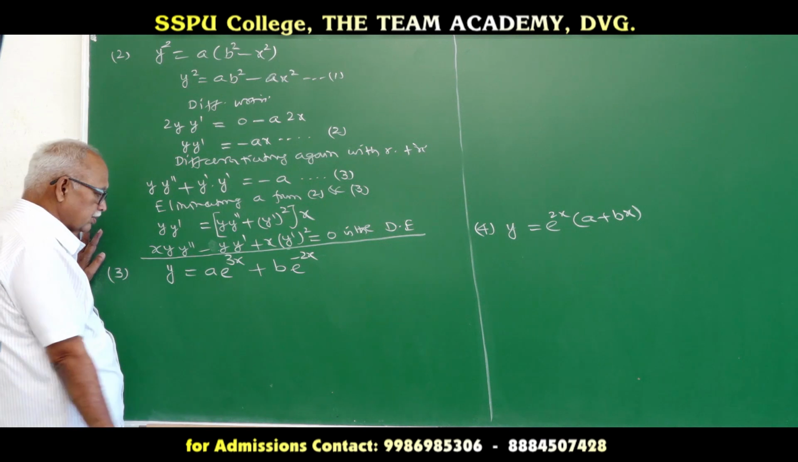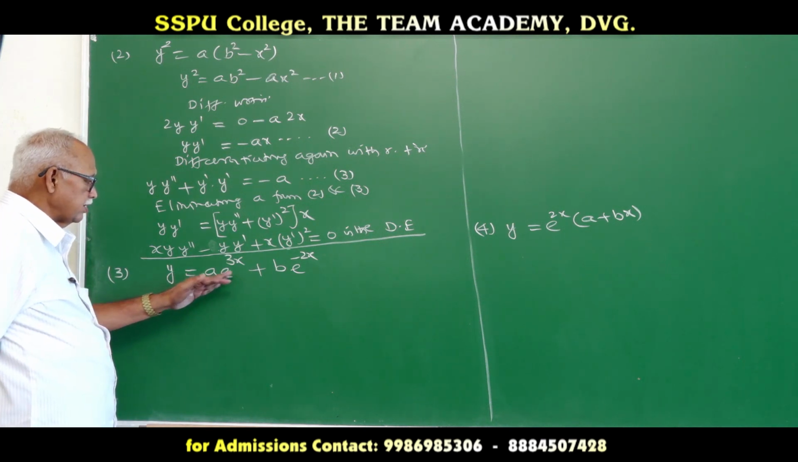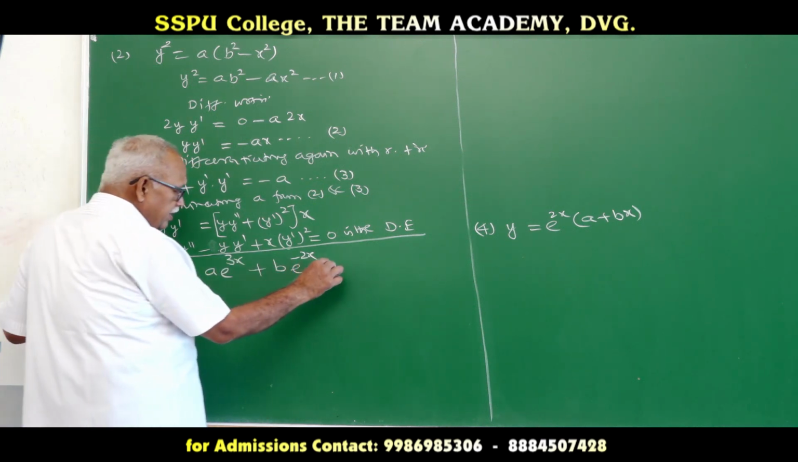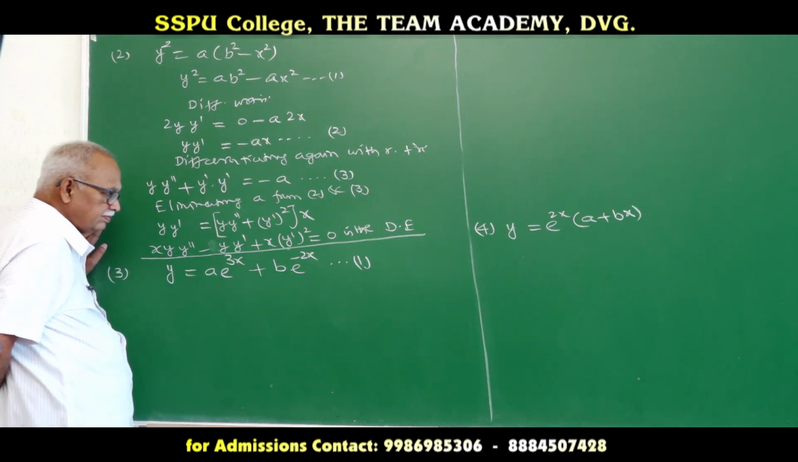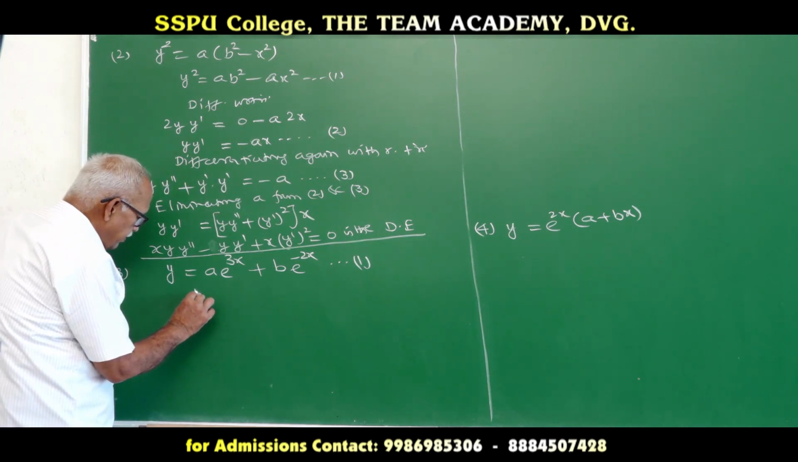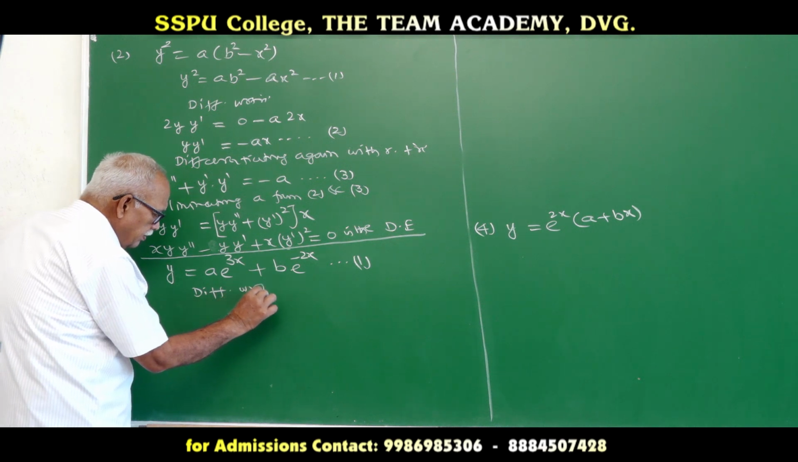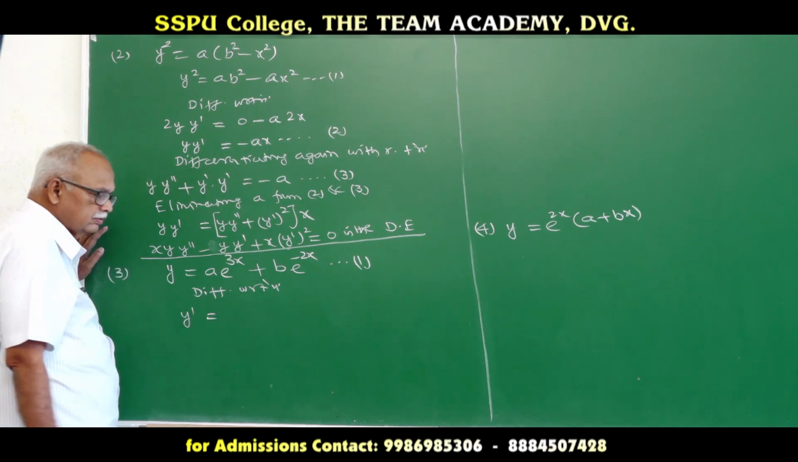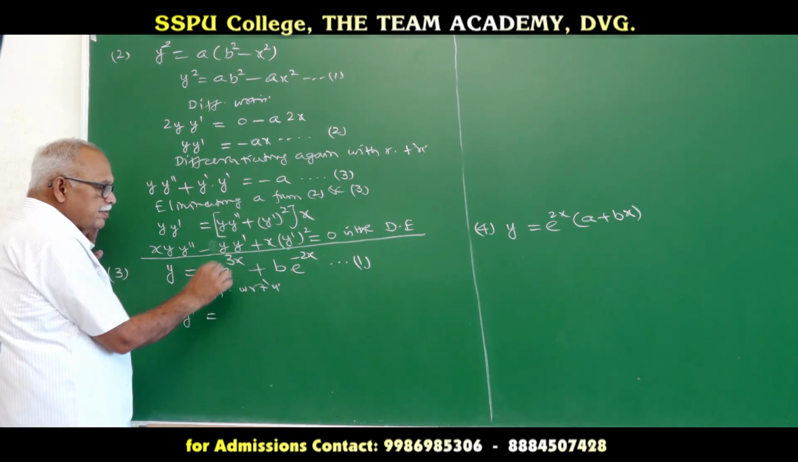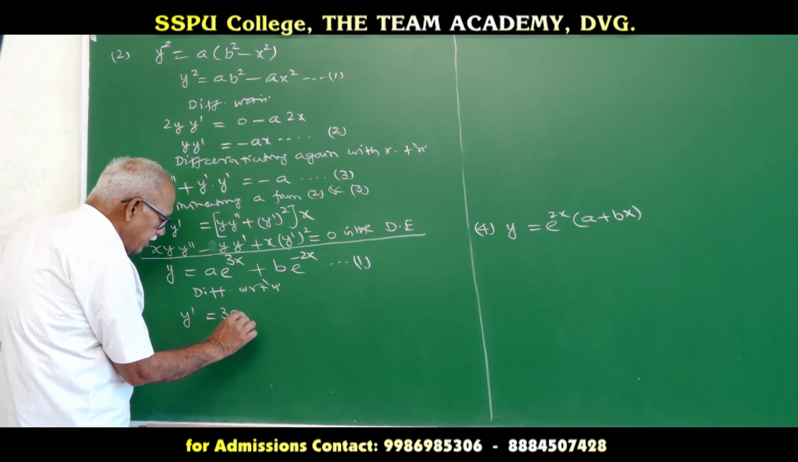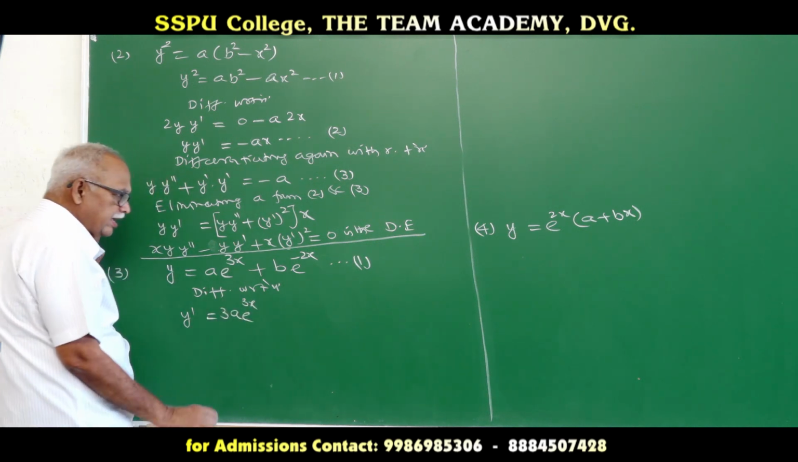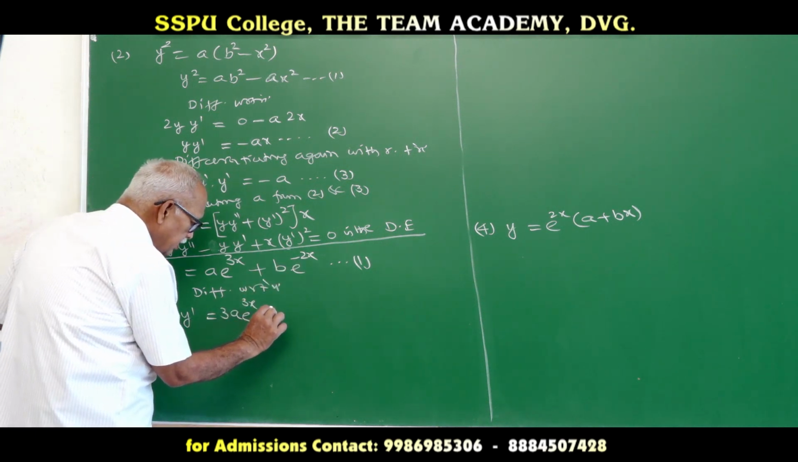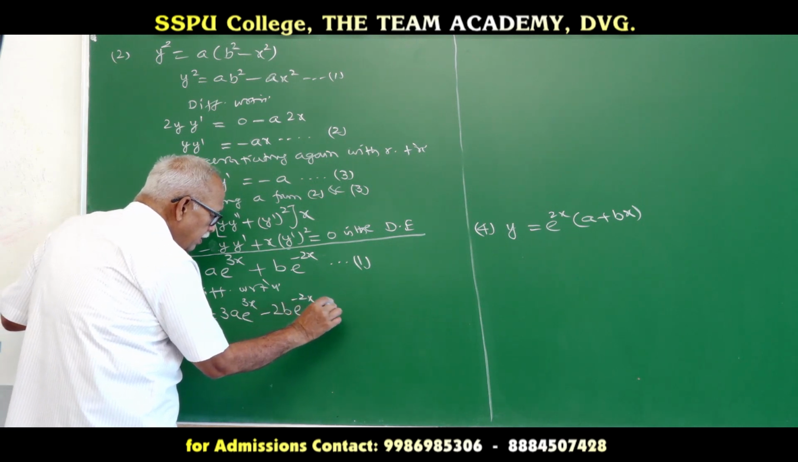Next, let us see this question. y is equal to a into e power 3x plus b into e power minus 2x. Let me take this as 1. Now, differentiating with respect to x, equation 1, this is y dash is equal to, what is the differentiation of e power 3x? 3 into e power 3x. So 3a e power 3x. What is the differentiation of e power minus 2x? Minus 2b into e power minus 2x.